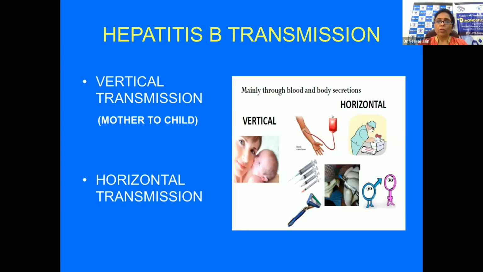Before coming to the serology, let me explain two important things. How a person gets hepatitis B infection is very important to understand. One is vertical transmission, when it is acquired from mother to baby. The second is horizontal transmission, in which it passes from person to person through infected blood or sharing blood, and so on.